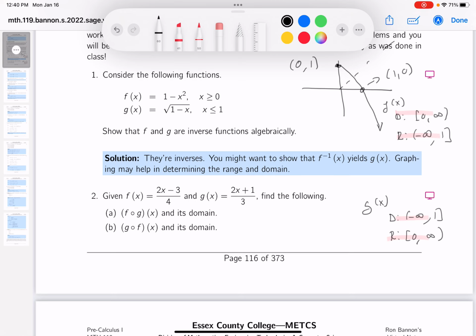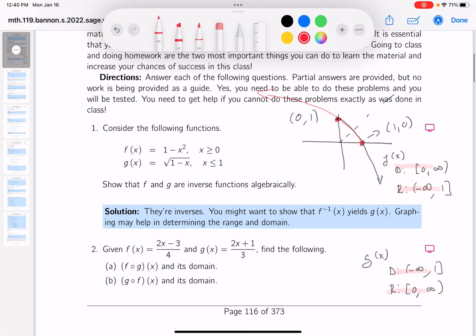And let me use a different color. And it looks like it's starting at, just looking at it, if you put 0 in there, you get 1. If you put 1 in, you get 0. And I got a picture of it now. What does it look like? Sort of like this over here. All right. Wow, that was pretty simple.